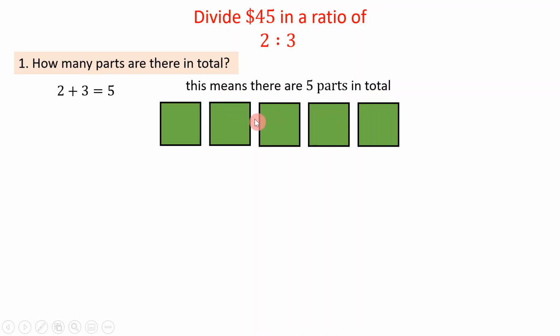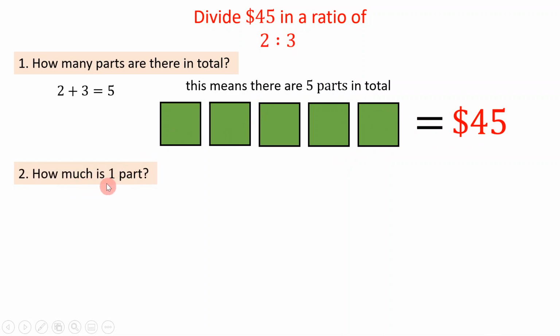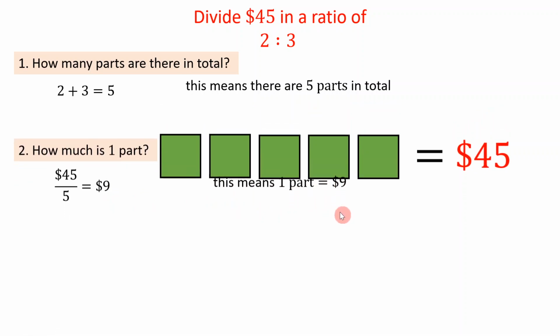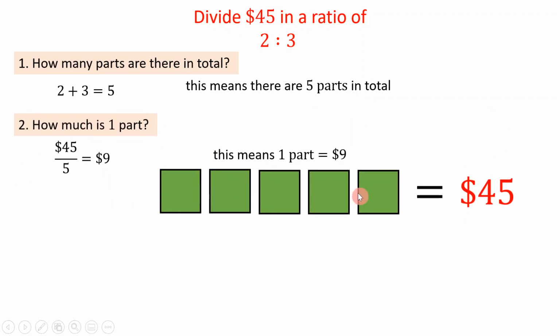I can represent this visually. Obviously, when you're doing these questions by hand, you wouldn't do this, but just for an explanation, it helps. We know that these 5 parts are going to be equal to $45 because that's what we're told. The next thing we're going to do is find out how much 1 part is. Well, if I have 5 parts equaling $45, $45 divided by 5 is $9. So that means 1 part is equal to $9. Now I can assign each of these as being $9.